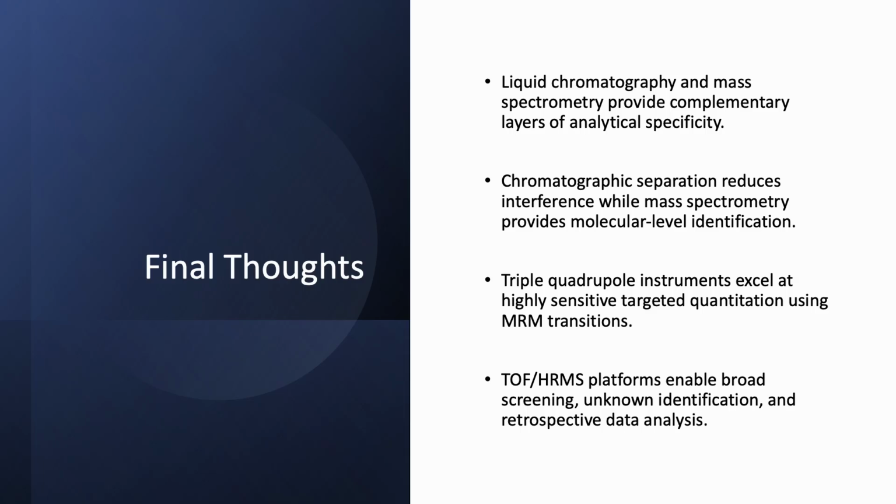So a couple of final thoughts. That was a whirlwind of how clinical mass spectrometry works in the briefest of ways. But LCMS and mass spec are providing complementary layers of analytical specificity. They are both really important in most small molecule quantitation applications to be able to have enough specificity to tell us whether or not our compound is the compound that we think it is. Chromatographic separation is reducing interference, while mass spectrometry is really providing that molecular level identification based on mass.